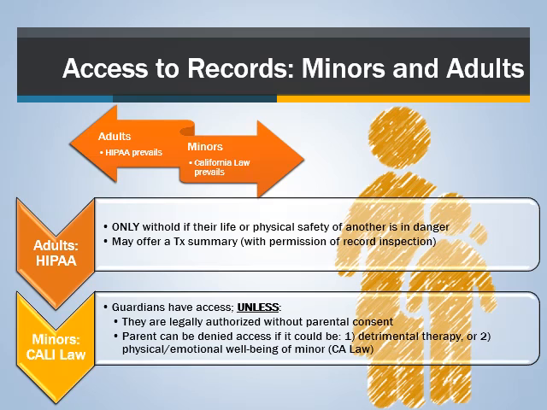There are two circumstances where they can be denied. First of all, if the minor came into treatment and was legally authorized without their parent, then the parent had never really given the consent and doesn't hold the privilege there in the first place. Secondly, and this is in California, and because California law is more stringent, it supersedes any others. If there could be a detrimental effect on the therapy relationship or the minor's physical or emotional well-being could be jeopardized, the parent can then also be denied access to the treatment record.